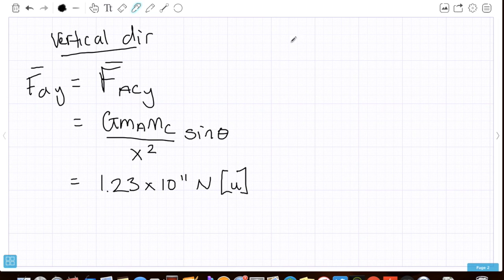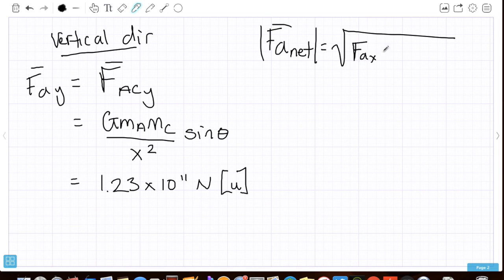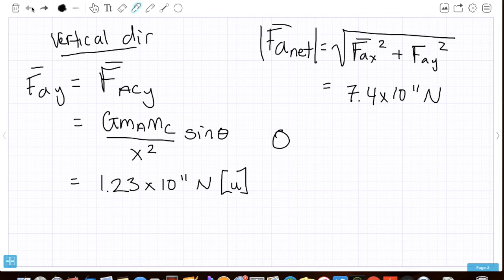So now we'll put them together. So what is the net force due to gravity on A? Well, it's the Pythagorean sum of FAX squared plus FAY squared. And that works out to be 7.4 times 10 to the 11 newtons. Because it's a vector, we need an angle. So we'll call this alpha.